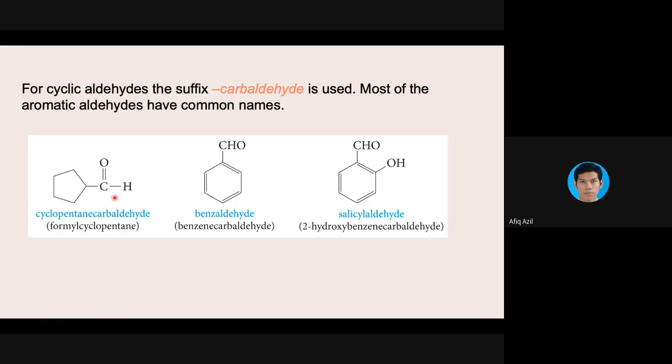For the benzene ring, it is converted from its root name benzene to benzaldehyde. You have C double bond OH. If there is another hydroxy group, it will be known as salicylaldehyde. But for benzaldehyde, you can also name it benzene carbaldehyde using the same method. This one will be 2-hydroxy benzene carbaldehyde, because this OH is at carbon number 2. This C double bond OH will always be at carbon number 1.